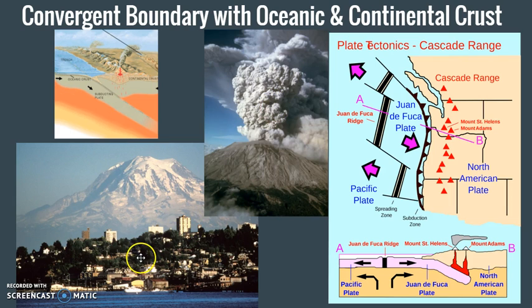And then this right here is a picture of Mount Rainier, and Mount Rainier is just outside of the city of Seattle. So you can see here part of the city of Seattle, these buildings, and that's Mount Rainier in the background. They're that close to a volcano, and it hasn't erupted in many hundreds of years, but of course it is an active volcano and it could erupt.